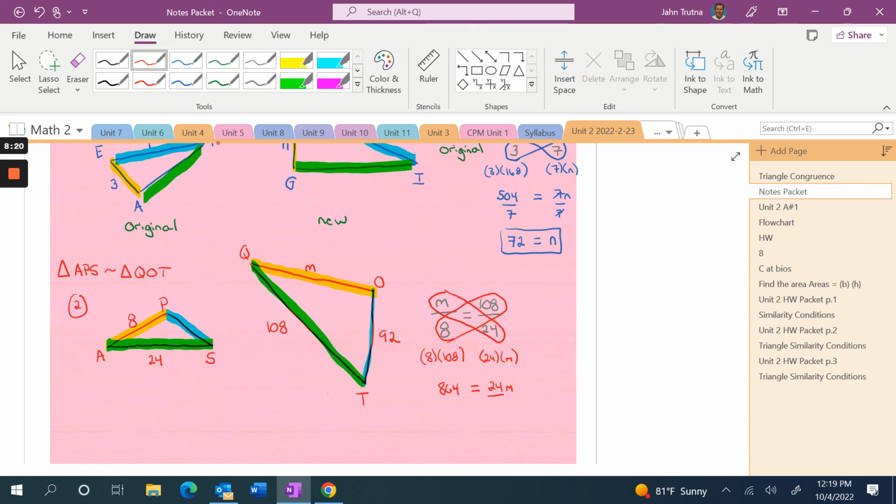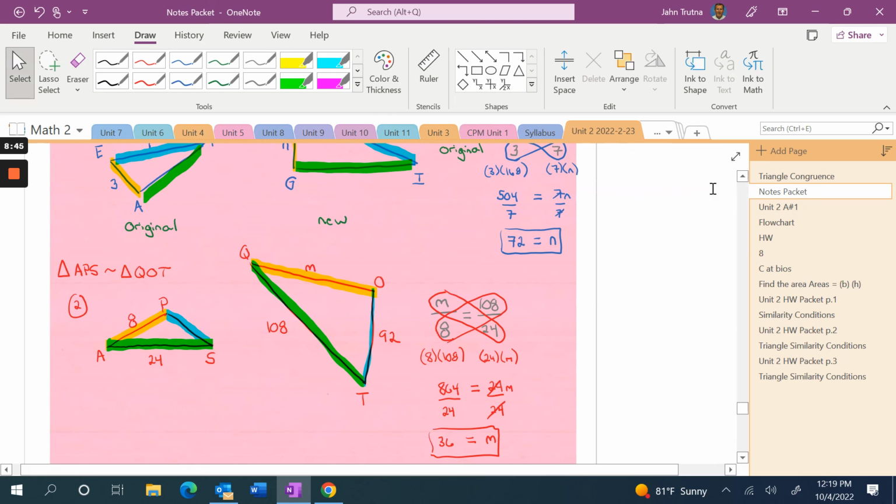So I'm going to solve for M, which is going to be the missing side. I'm going to divide both sides by 24. That means the 24s would cancel out, and I would get M is equal to 864 divided by 24, which is 36. So in example number 2, my missing side is 36.